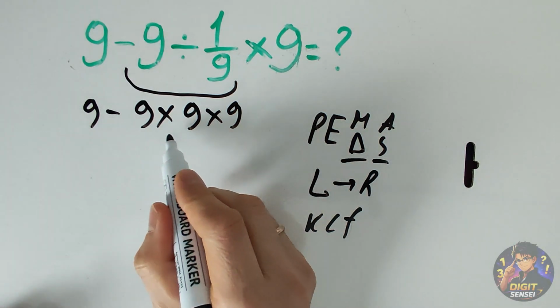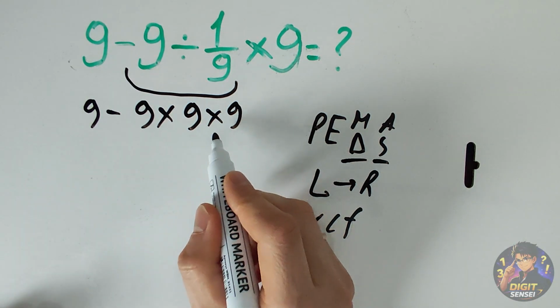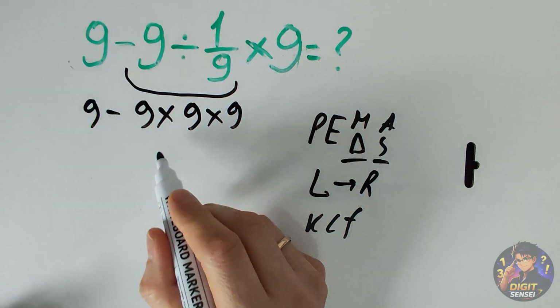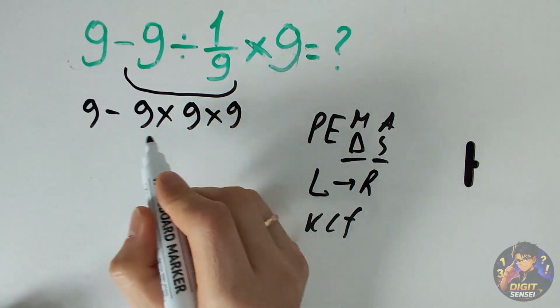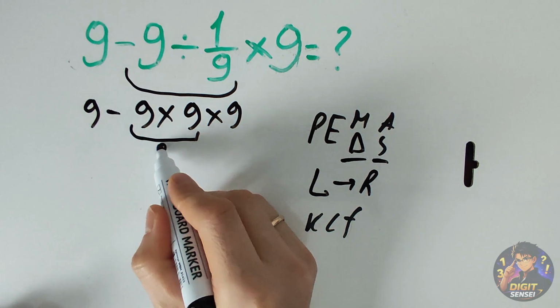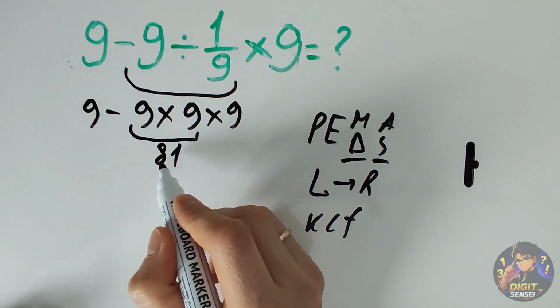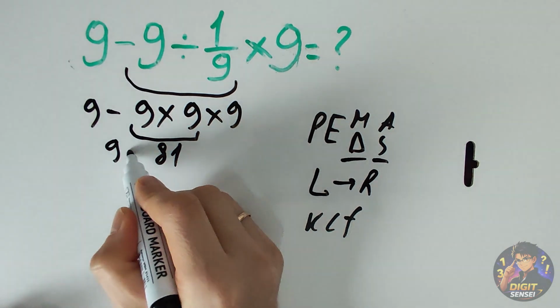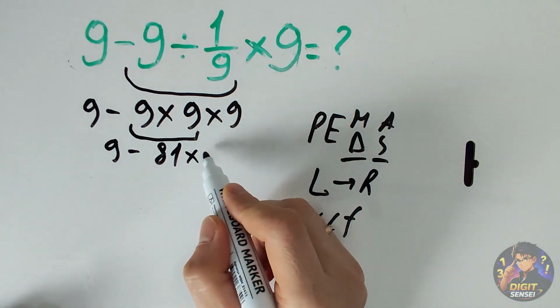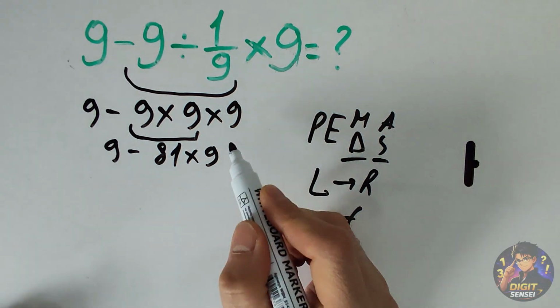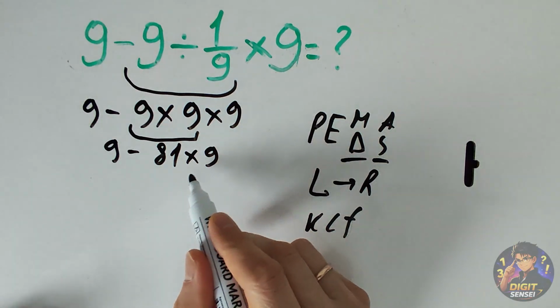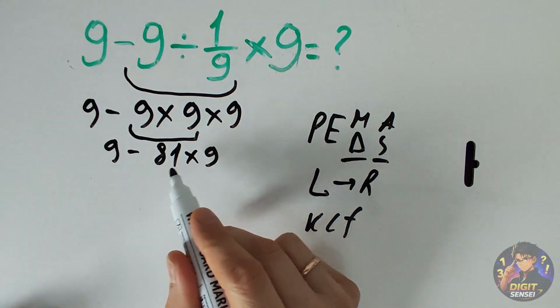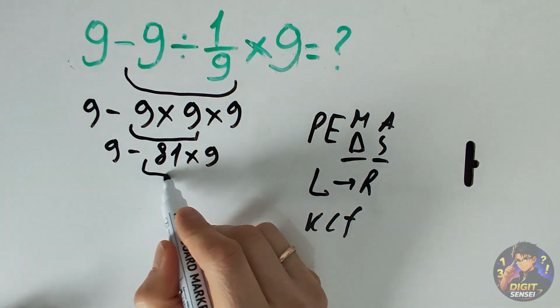Now we have to do this multiplication or this multiplication. Okay, first this multiplication, 9 times 9 gives us 81. So 9 minus 81, then times 9. Okay, first we have to do this multiplication, 81 times 9.